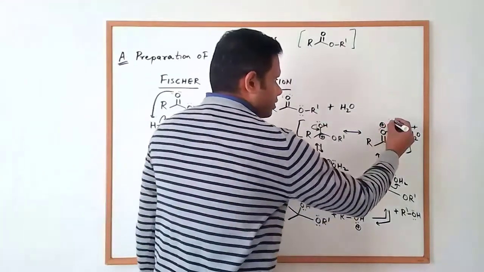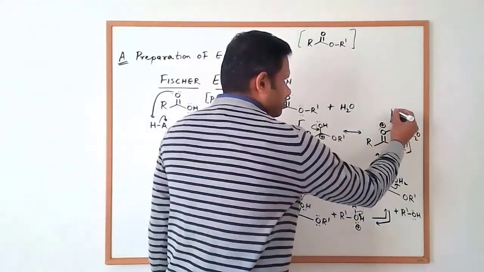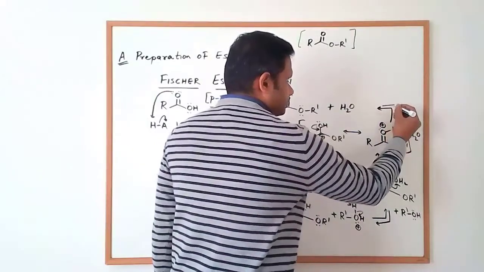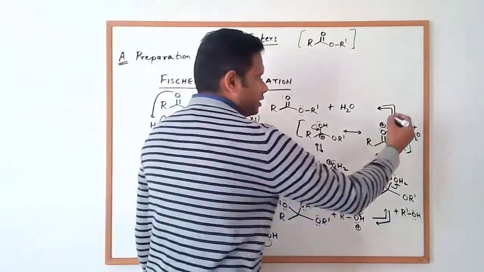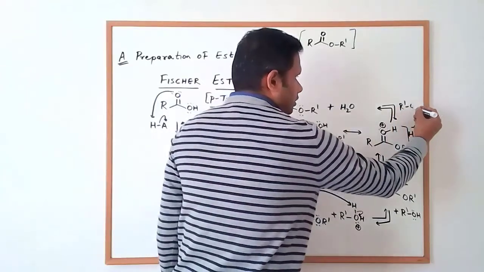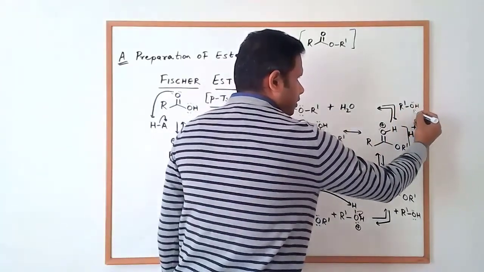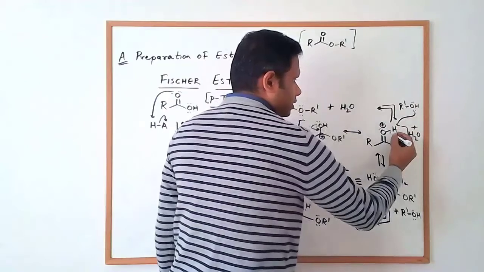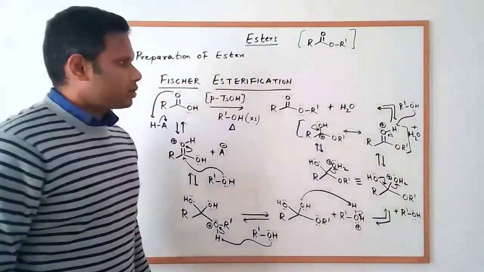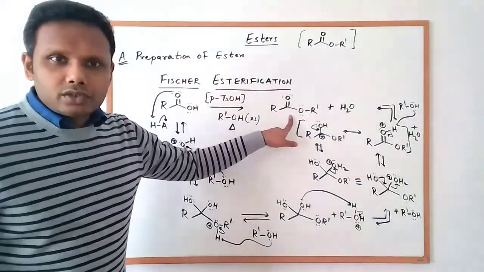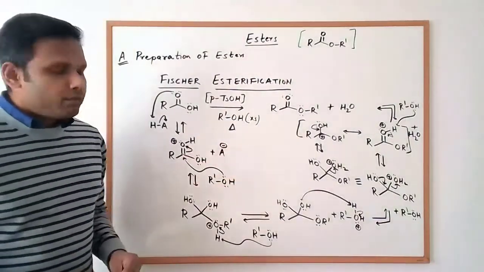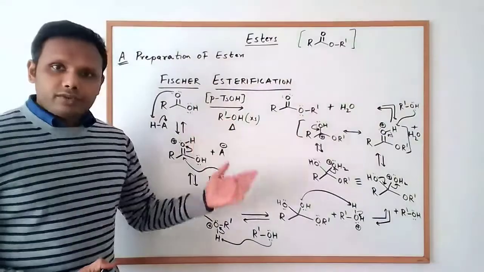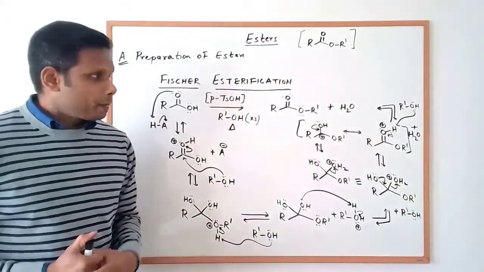And essentially from this last intermediate that we have here, if we use an alcohol molecule again, a molecule of alcohol can deprotonate this intermediate, put the electrons down, and that would bring us to the ester. So that's the complete mechanism of a Fischer esterification.